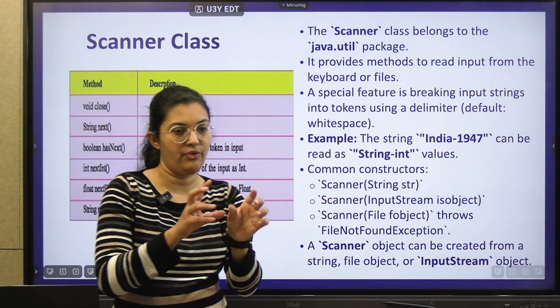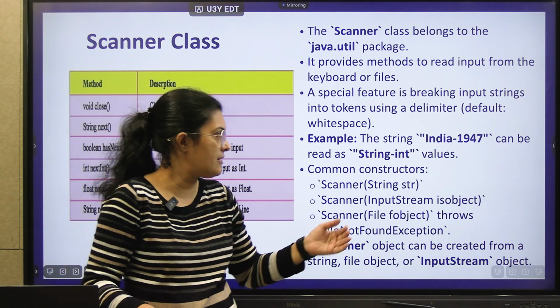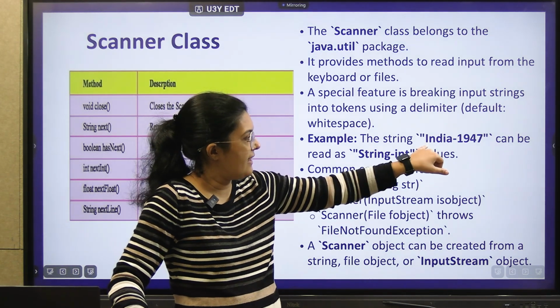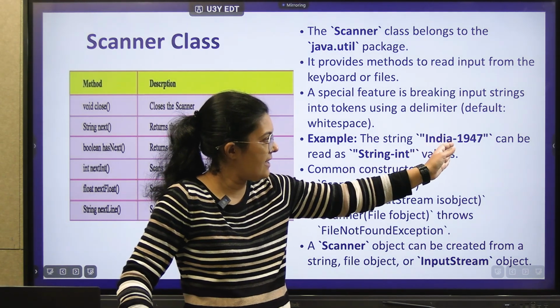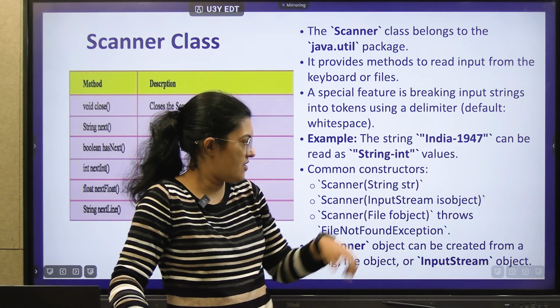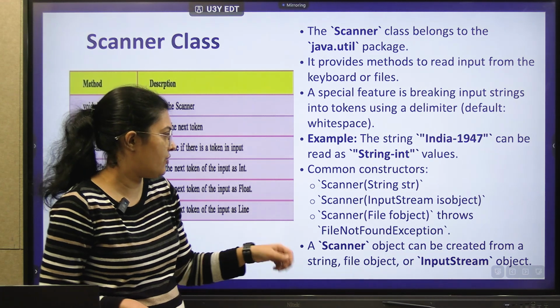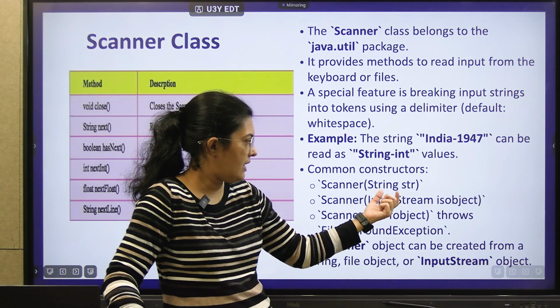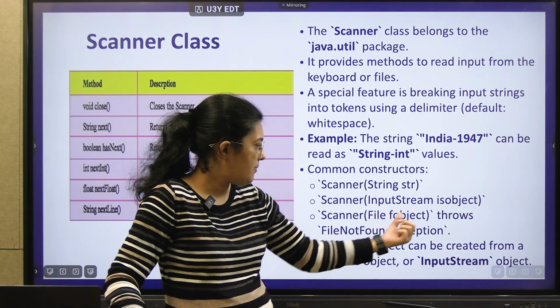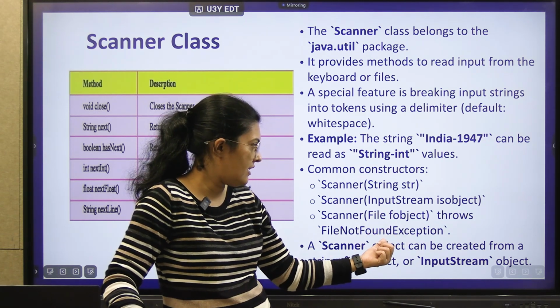That means if you want to differentiate one word from another word, it differentiates with white spaces, or else you can write like this: India dash and 1947. In this, read like string dash integer. These are the constructors provided by the Scanner class. First, you can give the string. Second, you can give the input stream object, and third, you can give the file object over here.